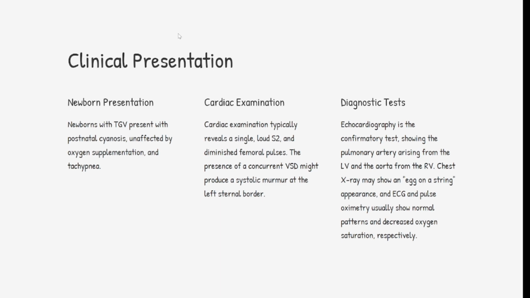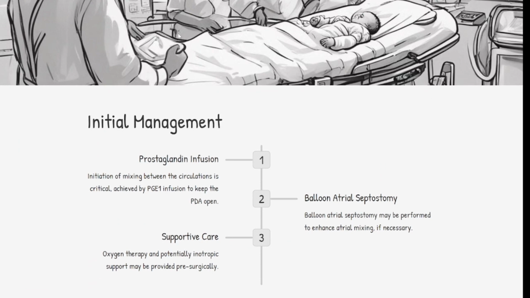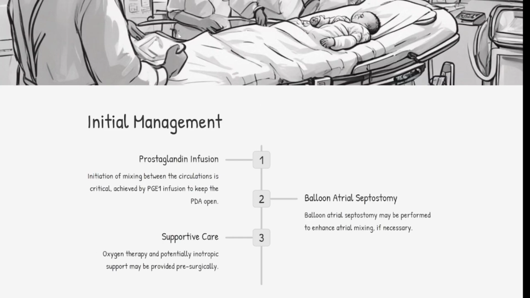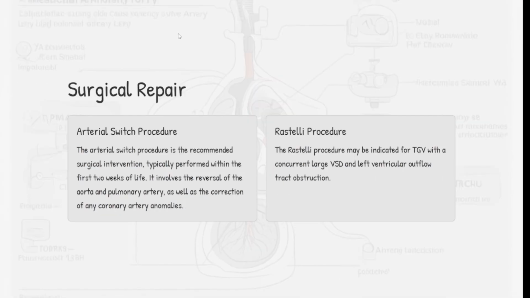Diagnostics. Echocardiography is the confirmatory test, showing the pulmonary artery arising from the LV and the aorta from the RV. Chest X-ray may show an egg on a string appearance due to an enlarged globular heart and narrow superior mediastinum. ECG and pulse oximetry usually show normal patterns and decreased oxygen saturation, respectively.